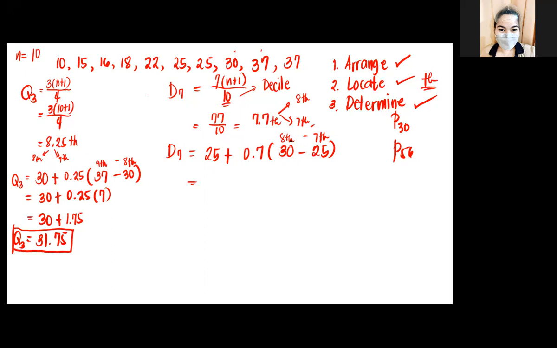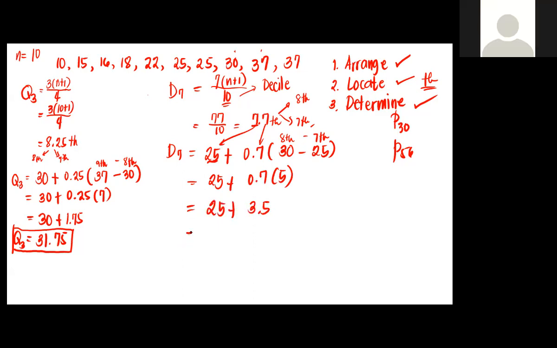Diba? Dalawa yan, 8 tsaka 7. Yung kinukuha natin yung 7th term. Okay? Ito yung 7th term at yung 0.7, minumultiply natin siya dun sa difference nilang dalawa. So we have here 25 plus 0.7 times 5 and that gives us 3.5 po. Correct. So we have 28.5 as our D sub 7. So ganun lang po kadali, no?